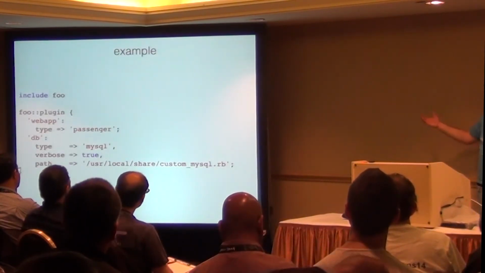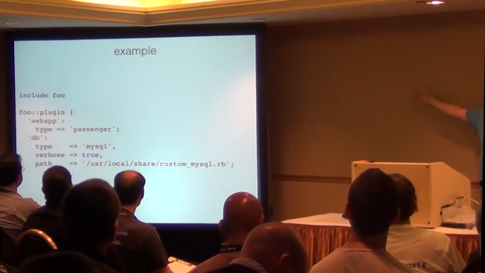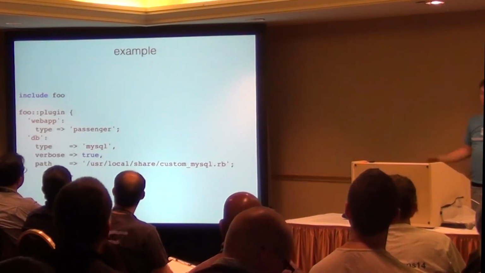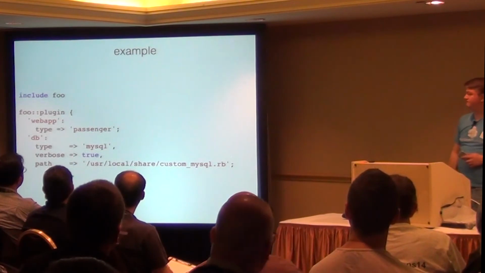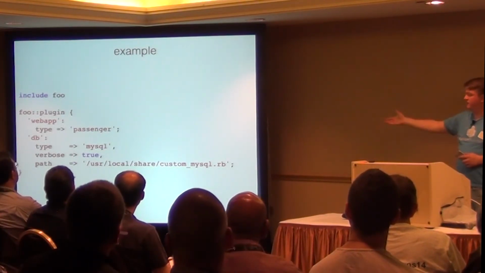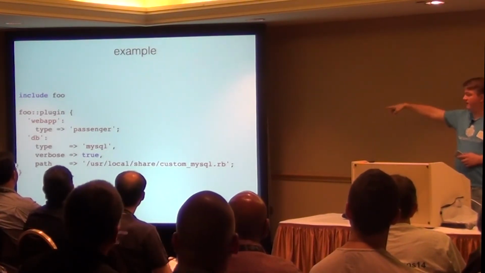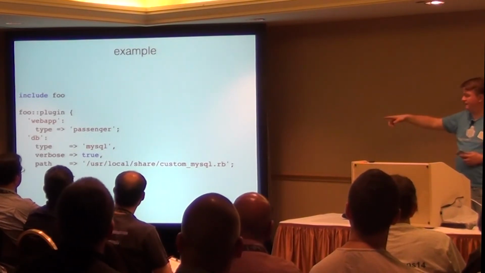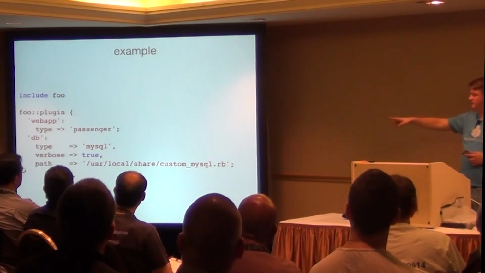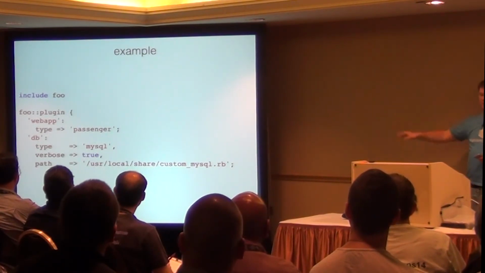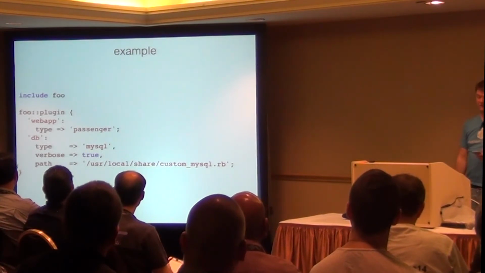And then here's kind of an example. So we include foo, which basically sets up the whole thing. And then we have two different plugins that we've declared. So there's web app, and it's got type passenger or whatever, and then the database, type MySQL, both true, and we have a custom path for it. And those all just go down into the template, and then you'll have the two config files sitting on disk after you're all done.